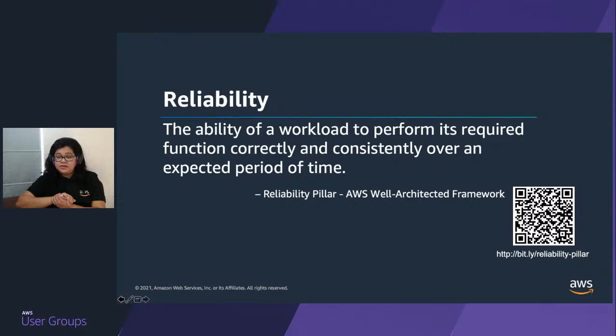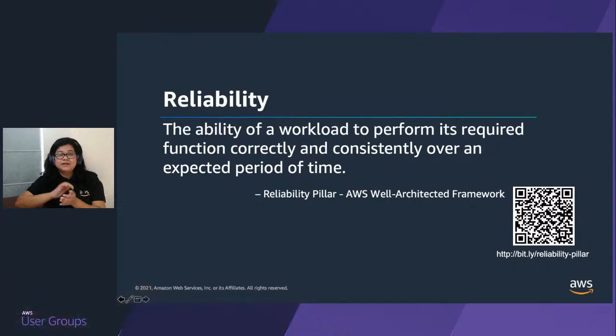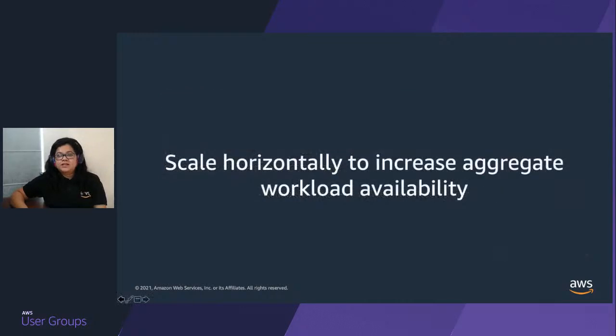So the ability of the workload, definitely Bhakti, good points. The ability of a workload to perform its required function correctly and consistently over an extended period of time. So how can we add those components? Let's try to break down that monolith application that we saw. What you could do is don't put all your eggs in one basket, right? There is a saying, don't put all your eggs in one basket. So scale horizontally to increase aggregate workload availability.